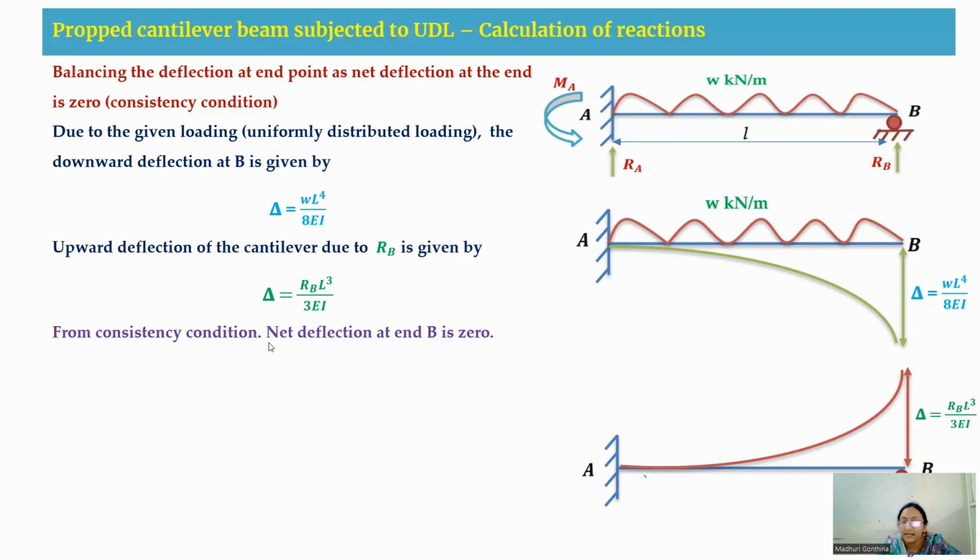So from the consistency condition, we can say that the net deflection at this point B will be equal to 0. So that means upward deflection will be equal to downward deflection. Therefore, by equating these two terms, we are going to get RB equal to 3WL by 8. As we already know that RA plus RB is equal to the total load, that is W into L. So from this expression, if we calculate RA, we get 5WL by 8. So this is how we calculate the reactions.